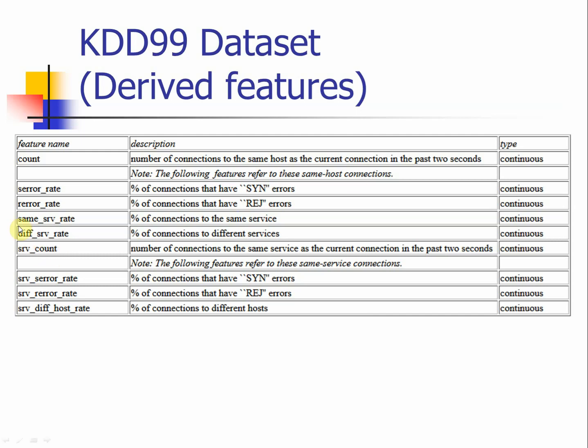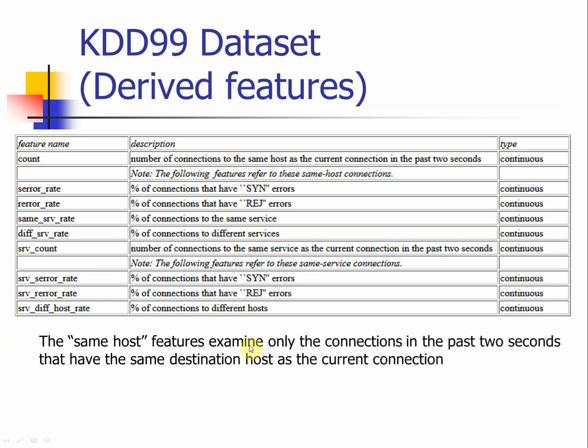The next 5 attributes and the next 3 attributes are related to the following things. The first one refers to the same host connection. So what is a same host connection? Same host connection covers only the connections in the past 2 seconds.